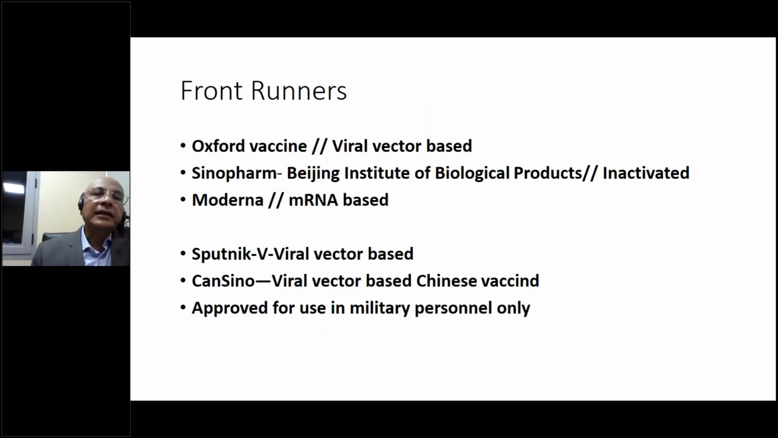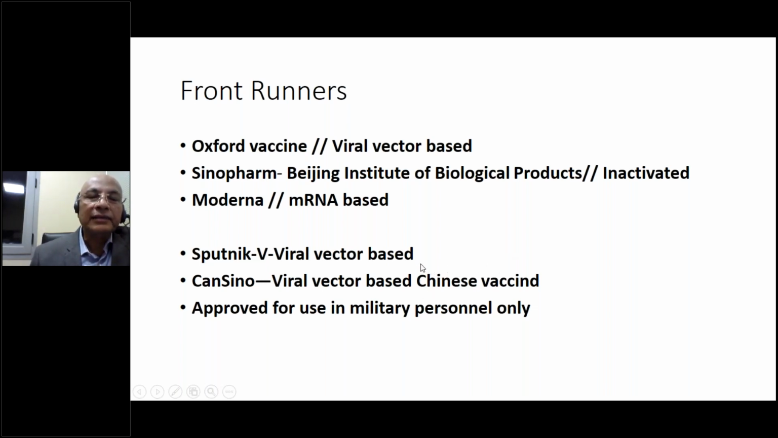So which are the front runners? We all know about the Oxford vaccine, which is a viral vector-based vaccine, and the Sinopharm vaccine from the Beijing Institute, which is an inactivated vaccine. In fact, this vaccine is undergoing a phase 3 trial in Abu Dhabi. And the Moderna vaccine is mRNA-based. Other front runners are Sputnik 5, a viral vector vaccine developed in Russia, and CanSino, a viral vector-based vaccine from China.